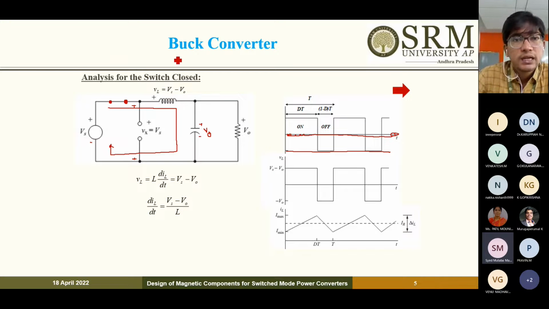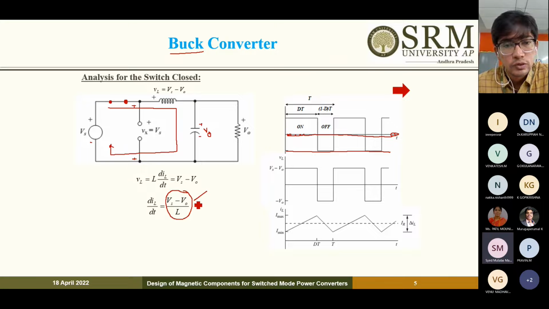As this is a buck converter, the output voltage is always less than the input voltage. Therefore the slope will be positive. This is the slope, the change dIL by dt, a positive slope. As this is a positive slope, you can see our inductor current is increasing linearly. It is increasing due to the positive slope, dIL by dt.